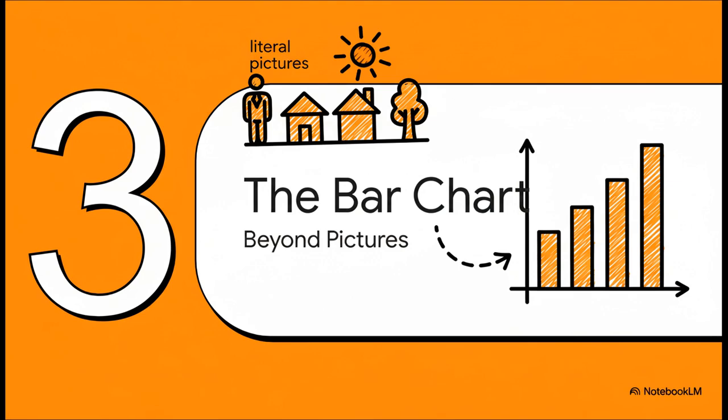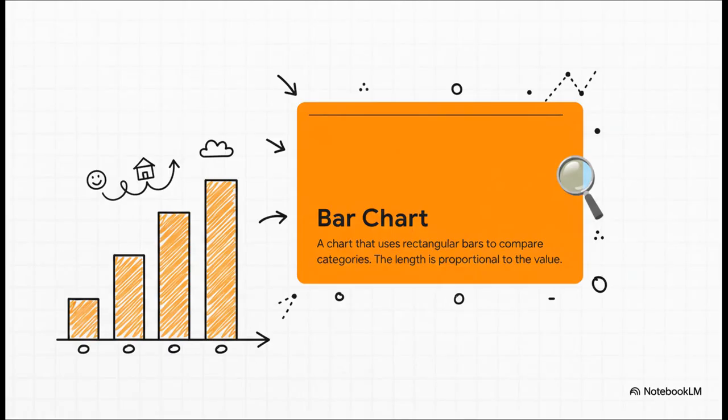And that brings us to the next step in the evolution of charts, moving away from literal pictures to the sleek, simple power of a bar chart. A bar chart basically takes the same idea, longer means more, but it swaps out the fun little pictures for these clean, rectangular bars. The length of the bar shows you the exact value. It's a little more abstract, a little more official, you could say.